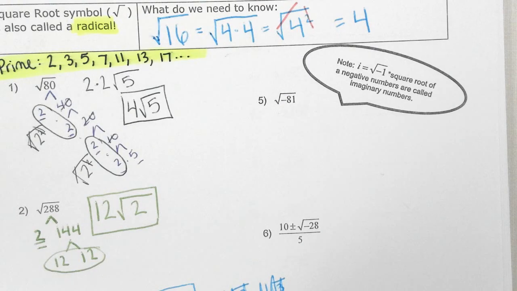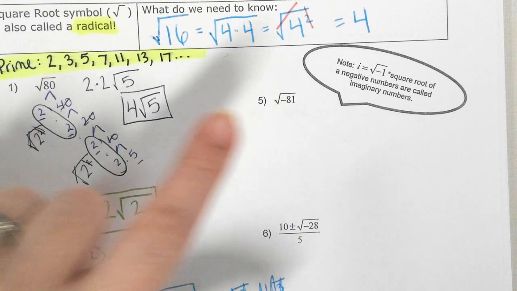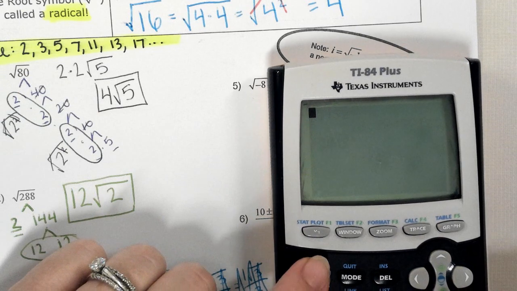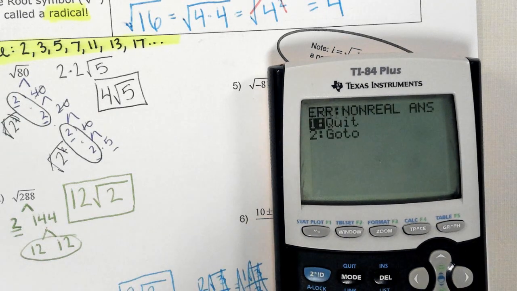So look at number 5. What's different about number 5? It's negative and it's a perfect square. It's negative where? On the inside. So if you type this in my calculator, because you said it's a perfect square, so I should be able to do it, right? If I type this in my calculator, what does it tell me? Not a real answer. So we have a problem.